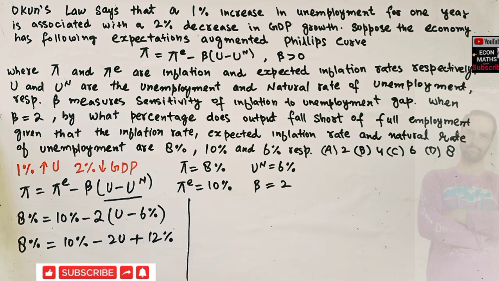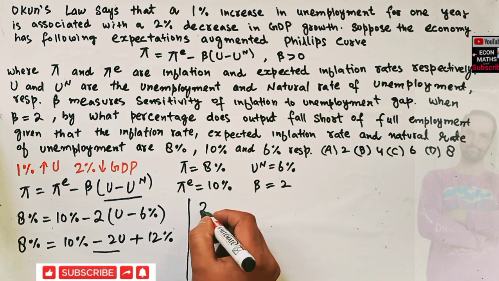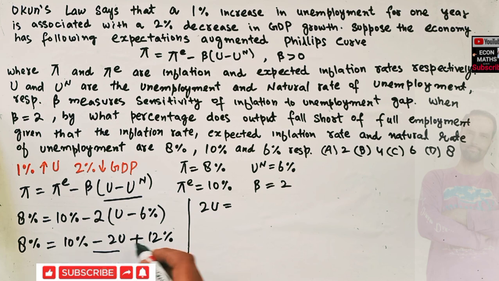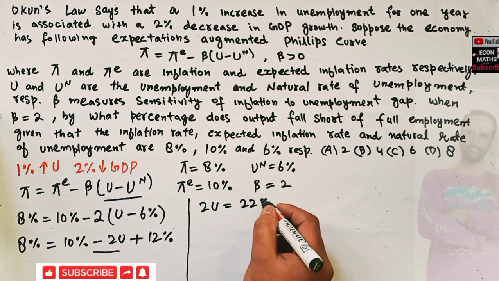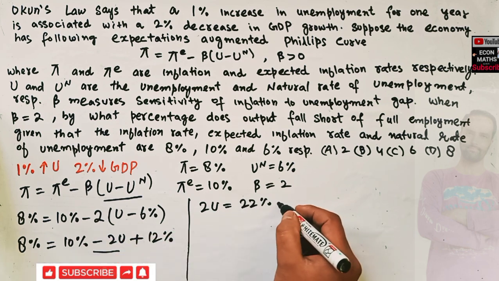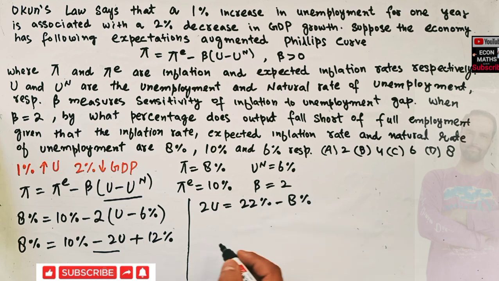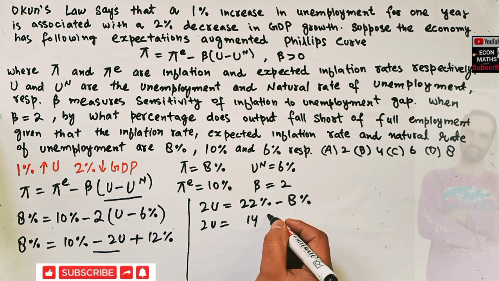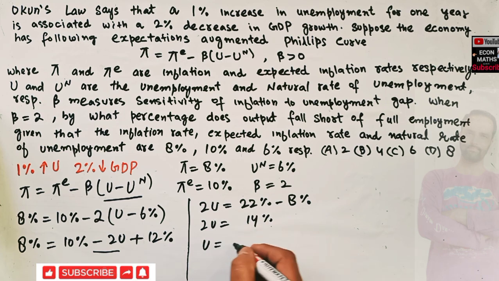Okay, so we can do one thing here. If I transpose this 2u to the LHS, it will become positive. 2u is equal to 10 plus 12, 10 plus 12 is 22%. Transposing this 8%, it will get subtracted here, which means 2u comes out to be 22 minus 8, which is 14%, which implies our u is equal to 14% upon 2, which means u comes out to be 7%. Okay, u is 7%.